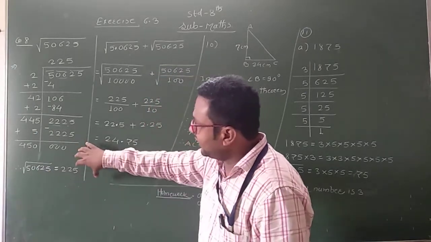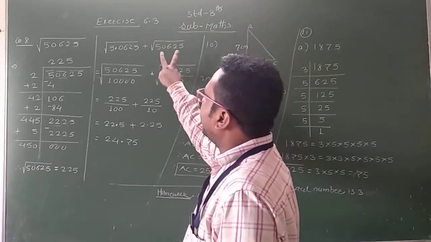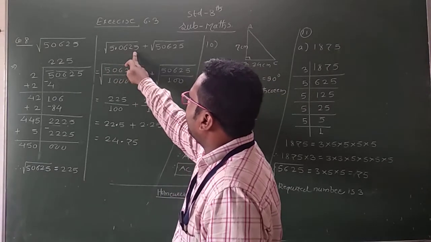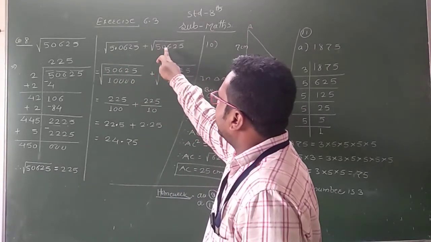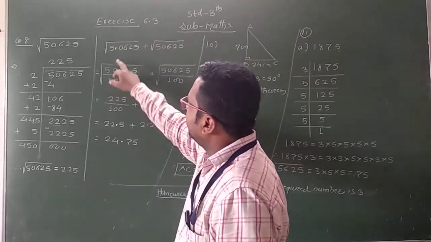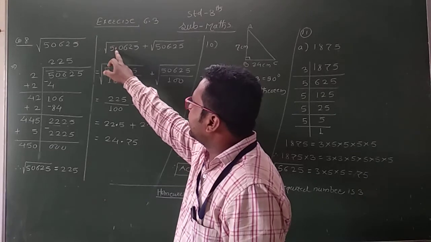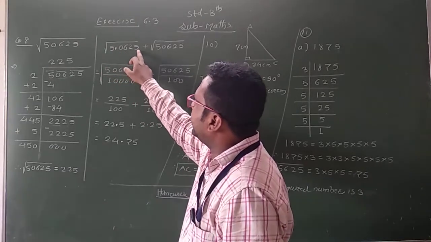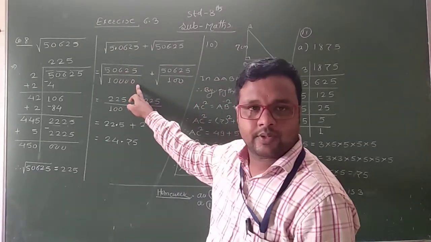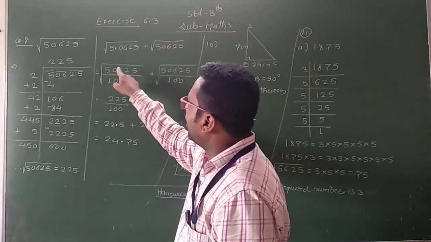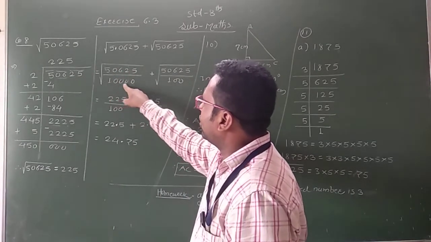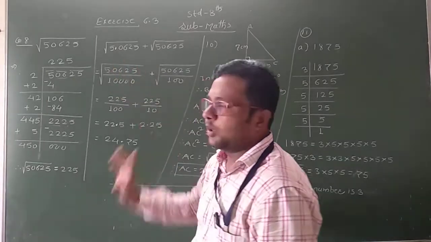From this answer, we have to find the sum of these two square roots, that is the square root of 5.0625 plus the square root of 506.25. First I remove the decimal point. In the decimal part, how many digits are there? 4 digits are there. Therefore I divide the number by 1 followed by 4 zeros. So it is the square root of 50,625 divided by 10,000.